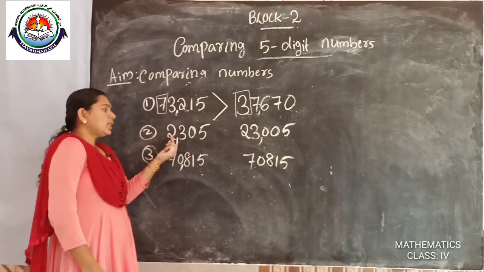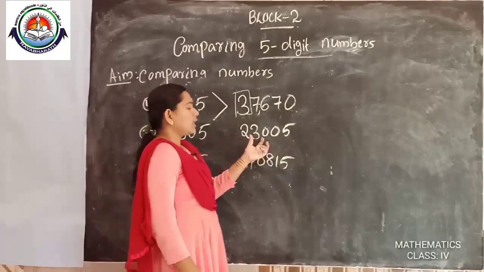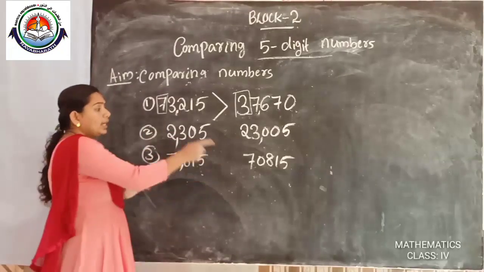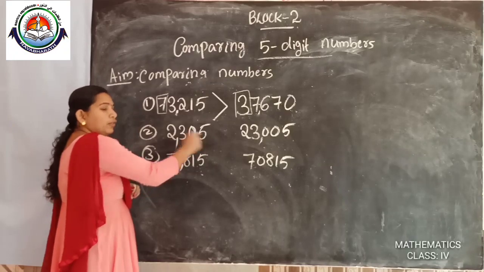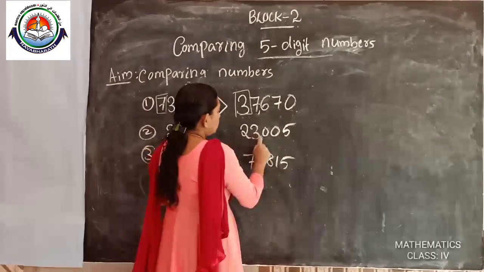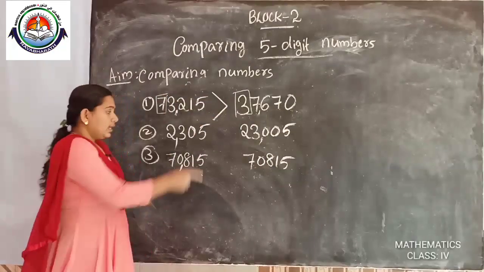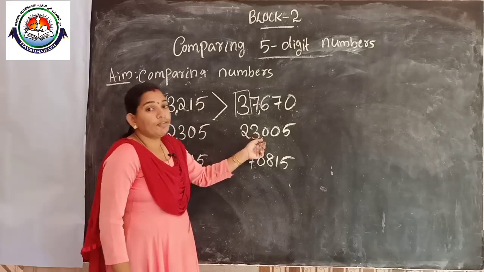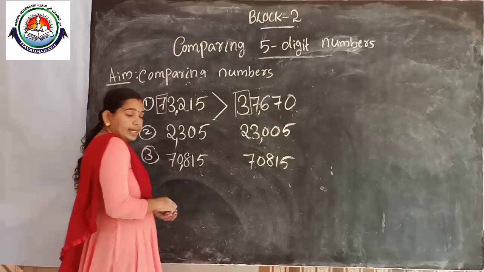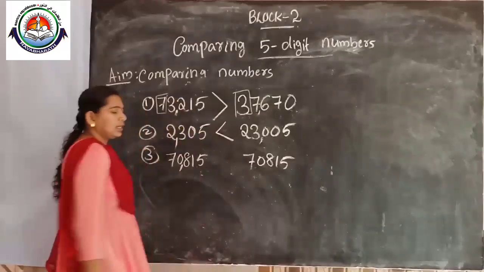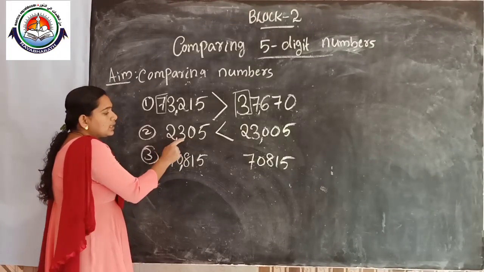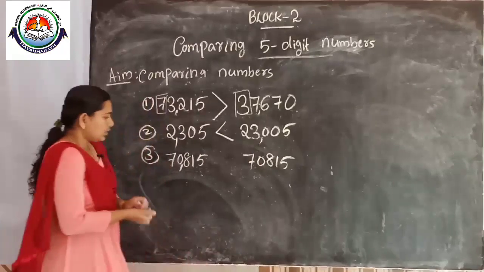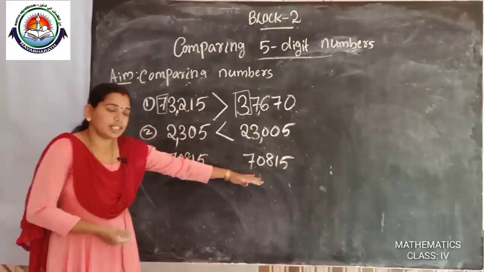Next number. Here we will check the second number: 2,305 and 23,005. First we want to count the number of digits. 1, 2, 3, 4. 4 digits. 1, 2, 3, 4, 5. 5 digits. Here 4 digits, here 5 digits. So which, 4 or 5, is greater? 5. So a 5 digit number is greater than a 4 digit number. So 2,305 is less than 23,005.